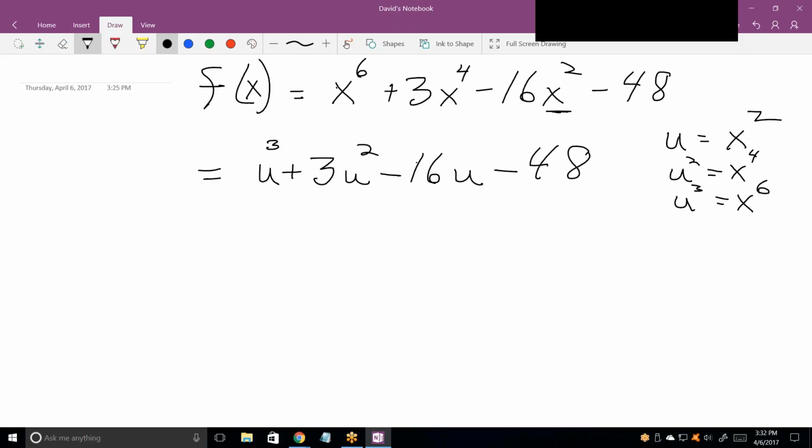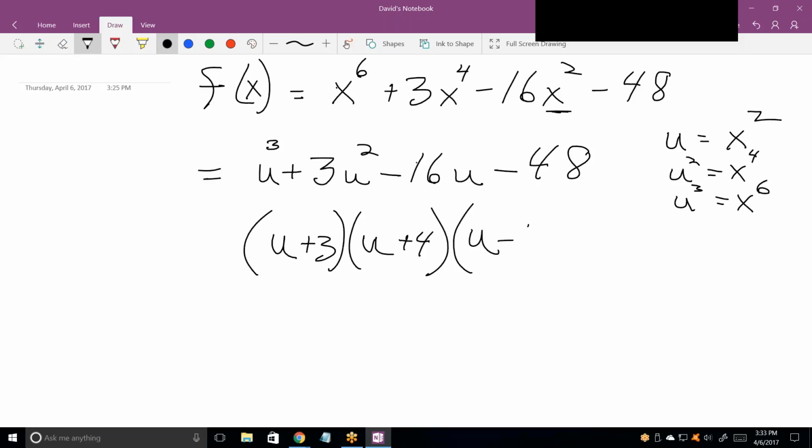Okay? And then you just kind of turned it into exactly the same problem we just did. Identical. Okay, and what were our factors? Our factors were u plus 3. What was the rest of it? U. And then u plus 4, u minus 4. So that's the way that factors.